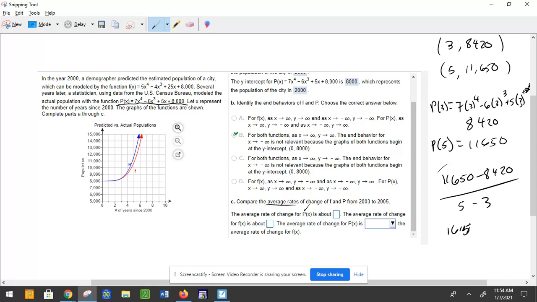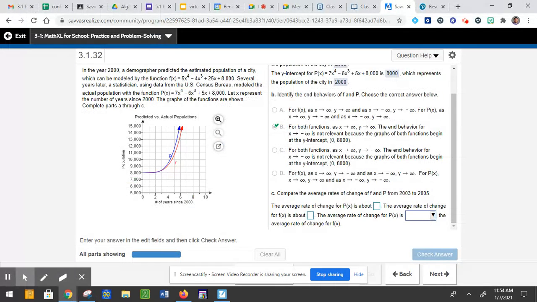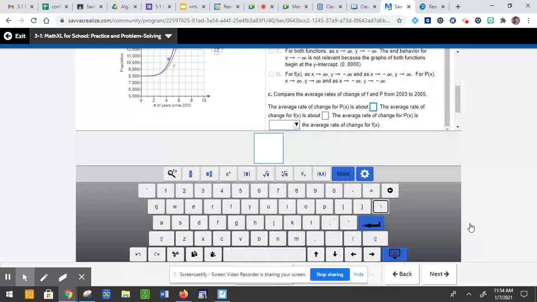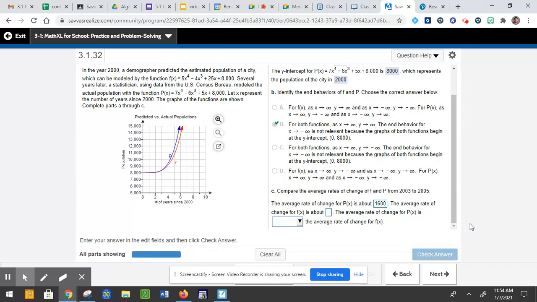So here's where I kind of thought the book was weird. You see how it says about? It doesn't say to round necessarily to the nearest thousand, or the nearest hundred, I should say. Anyway, I'm rambling. It doesn't want 1,615. It just wants 1,600 in there. It wants you to round to the nearest hundred. Okay.